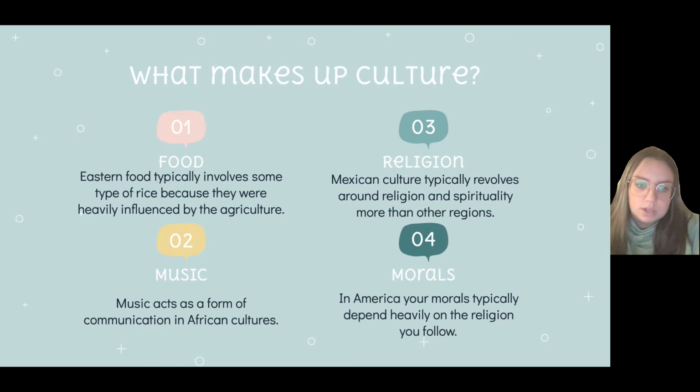So some examples of each of these would be Eastern foods typically involve some type of rice because they were actually heavily influenced by the agriculture. Music acts as a form of communication in African cultures. They use it in celebrations and rituals and just different things like that.